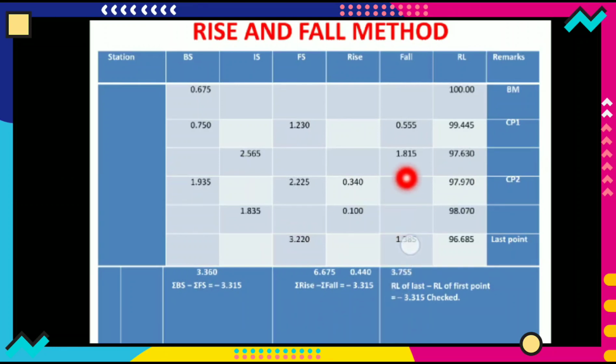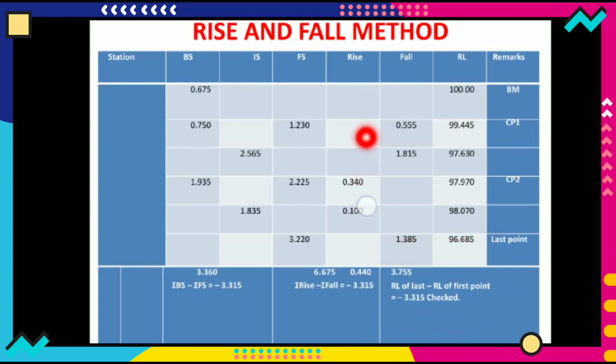Then the reduced level of the first point is known to you, 100, that is your benchmark. So fall is always subtracted and rise is always added. So this minus this is equal to this, this minus this is equal to this, and rise is added. So 97.630 plus 0.34 is equal to this, this plus this is equal to this, and this minus this is equal to this.